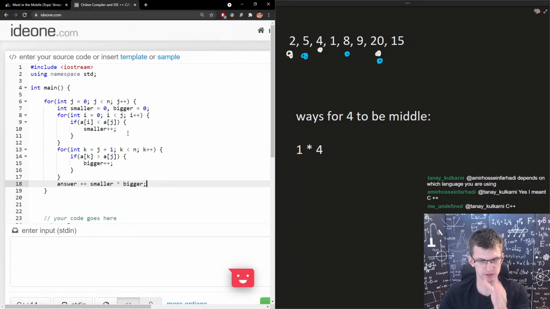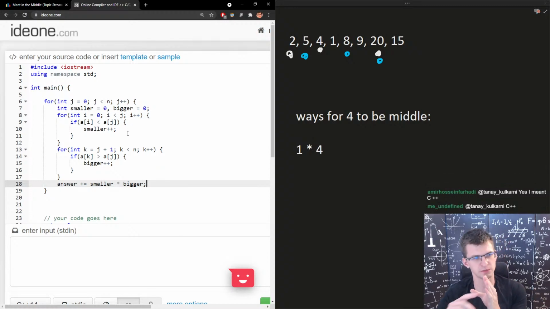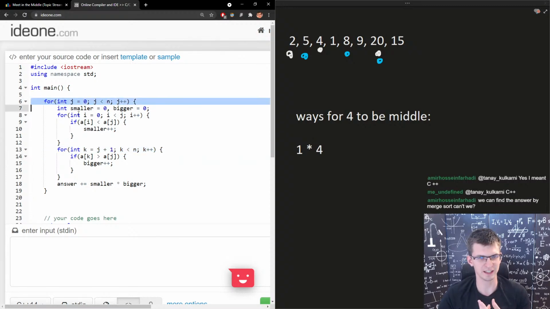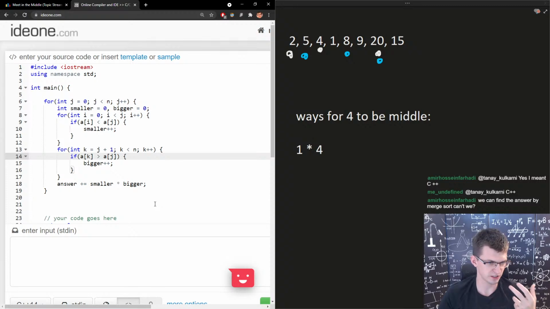For every element j, we independently counted smaller elements to the left and bigger elements to the right. Because those two for loops are not nested, you don't multiply time complexity. It's not n times n times n. No, because this for loop is not within this one. The time complexity of this code you're looking at is just n squared, not n cubed.